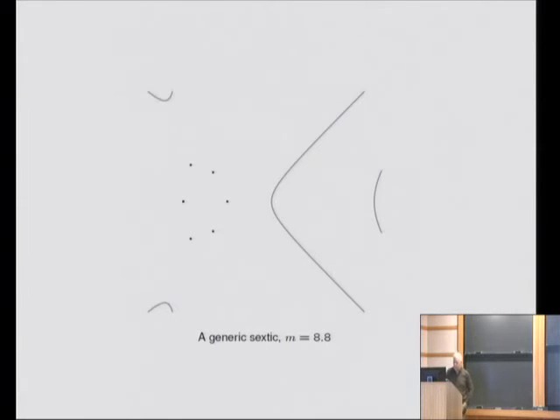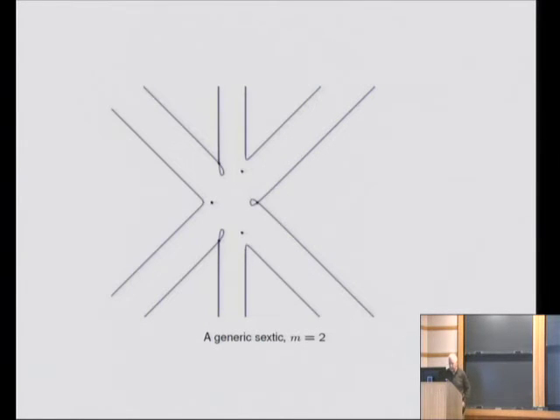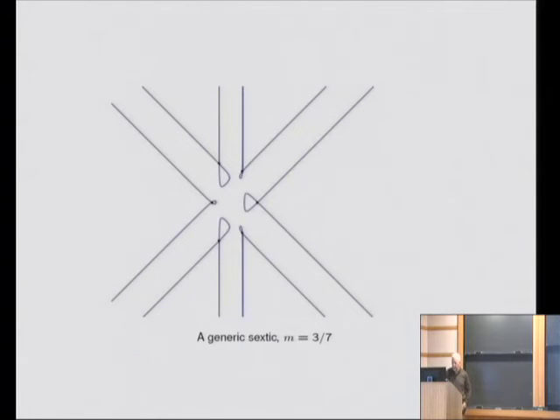For 8.8, it looks like this. The 6 points are six base points, which are ordinary nodes. And locally, now here the curve is degree 5. There's a degeneration, essentially. A generic sextic looks like that for m positive, m equal 2. You can see the singularities, how they change. When you go below 2, 3.7, then you start getting these loops around the singularities.